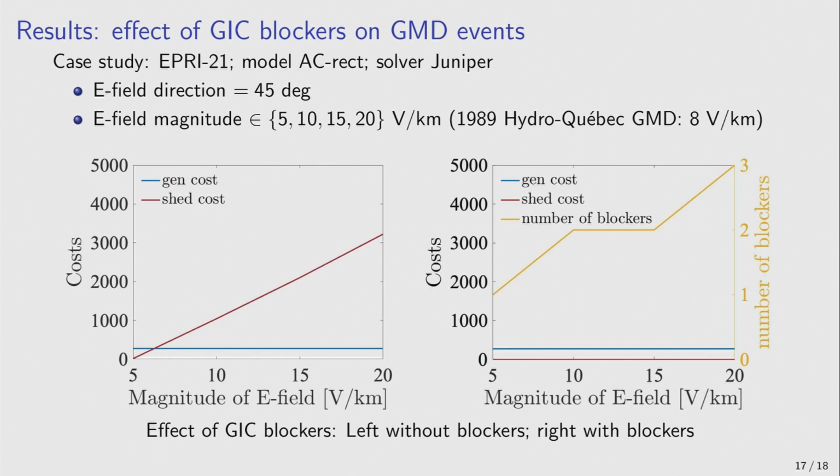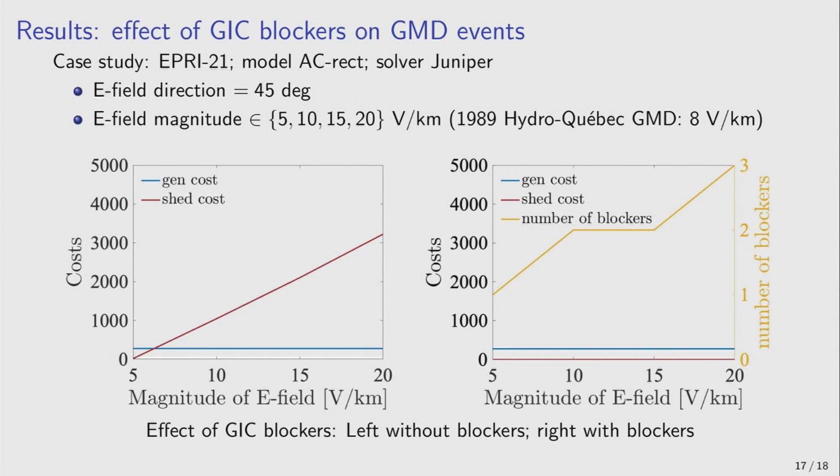And this is just to show what happens if you don't install blockers. Then as you increase the magnitude of the electric fields, which is measured in volts per kilometer, from 5 to 20, there's a cost involved with the load shedding. So you're losing customers, because you have to shut down lines. On the other hand, if you start installing blockers, the larger the magnetic field is, the more blockers you need, but you don't have any load shedding.